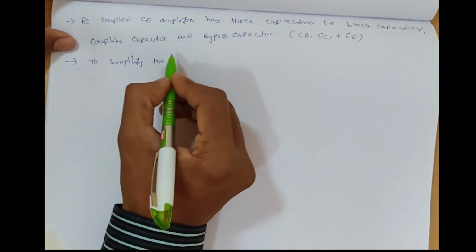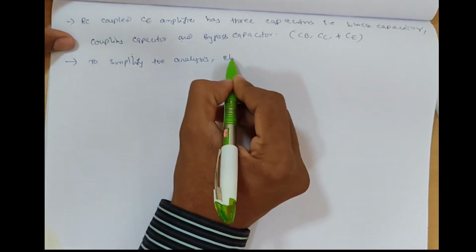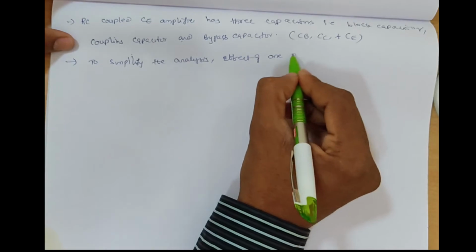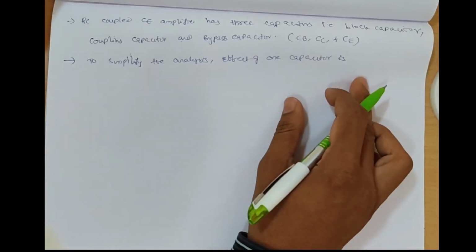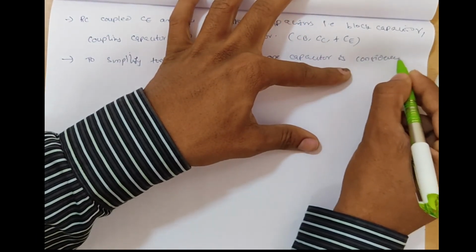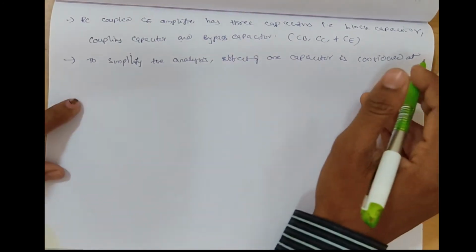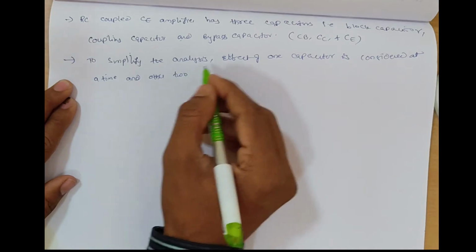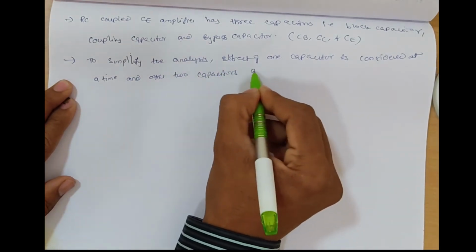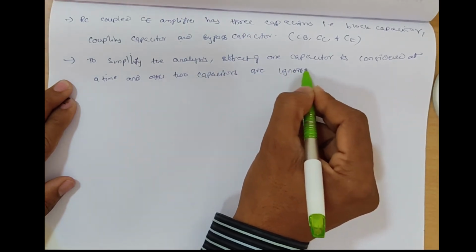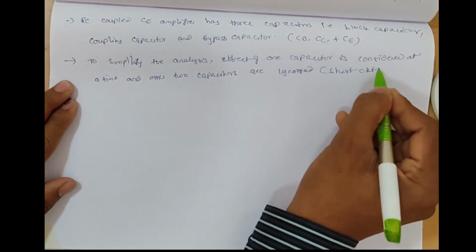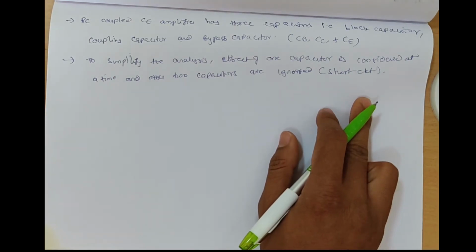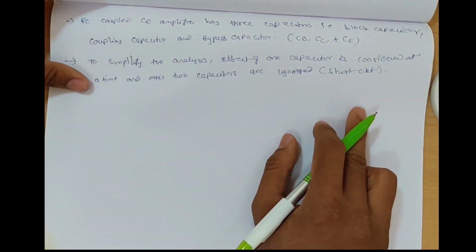So, to simplify the analysis, the effect of one capacitor is considered at a time, and the other 2 capacitors are ignored, that means short circuited. We are considering only one capacitor at a time.